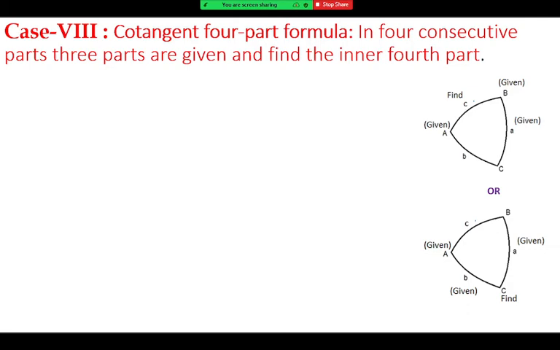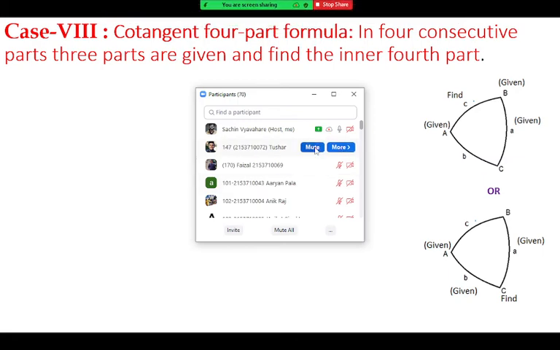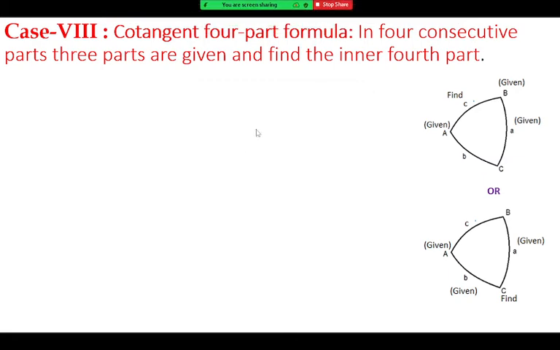Here is the last formula for you in our syllabus. We have the cotangent four-part formula. This formula is mainly used whenever, in 4 consecutive parts, one of the inner parts is missing. But I will tell you, unless it is mentioned in the question to solve the following problem by the cotangent 4-part formula, no need to go to the cotangent. All these problems can be solved by the sine rule also.